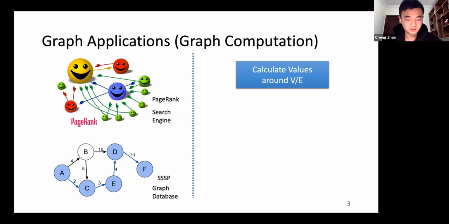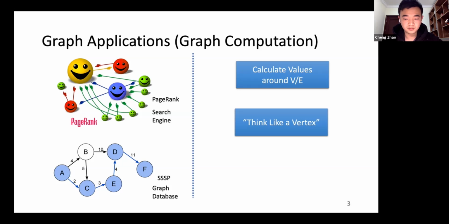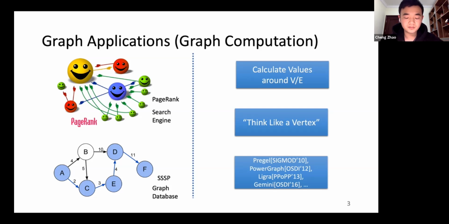A basic solution is to create a value array for vertices or edges, then iterate and update the values until they converge. This kind of problem is also called graph computation problems. The most popular programming model is proposed by Pregel, think like a vertex, and many graph computation frameworks followed it, such as PowerGraph, Ligra, and Gemini.